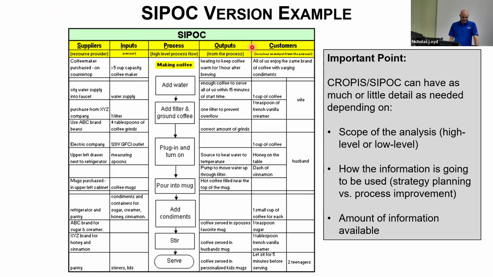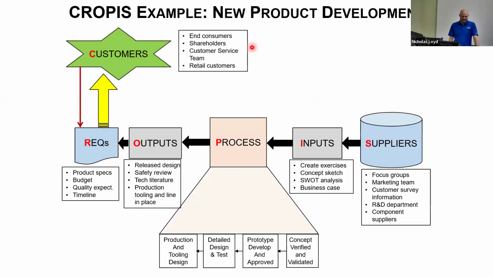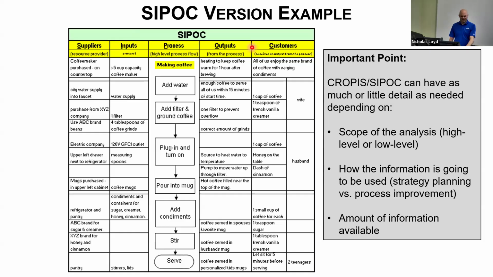So in the previous slide, I used COPIS on a fairly high level, complex process, new product development, but yet very little detail, right? Here's an extremely detailed one of a very simple process, making coffee. So you can go as deep as you want on these. So here's my process of making coffee. Add water, add the filter, plug it in, pour all the way. Here are the steps. To be able to make the coffee, I need these inputs.